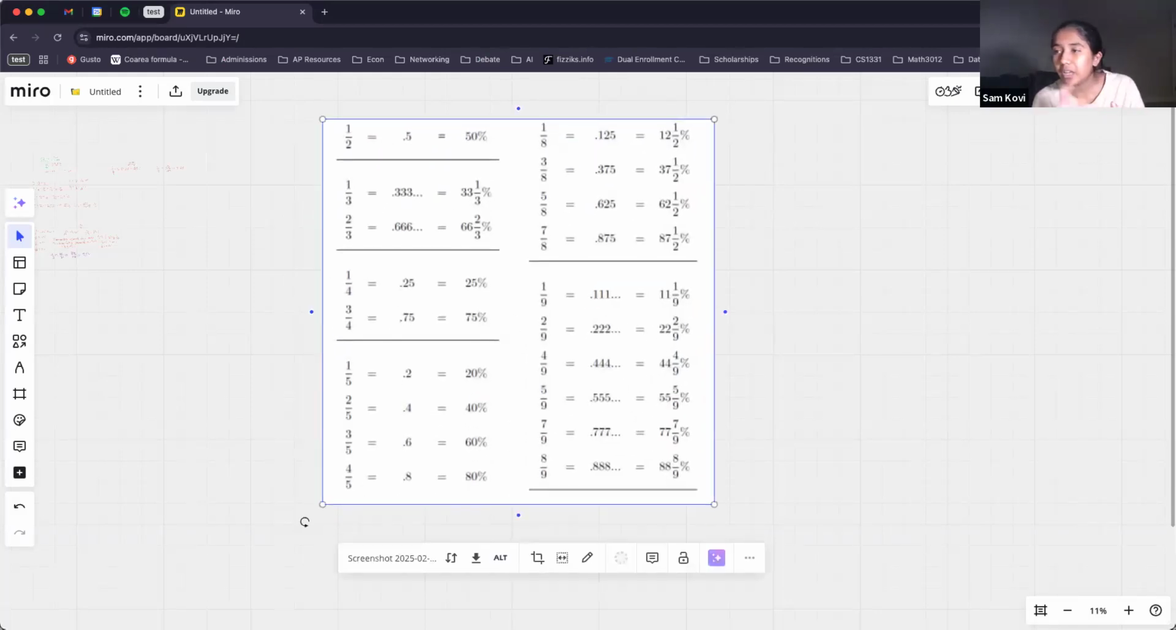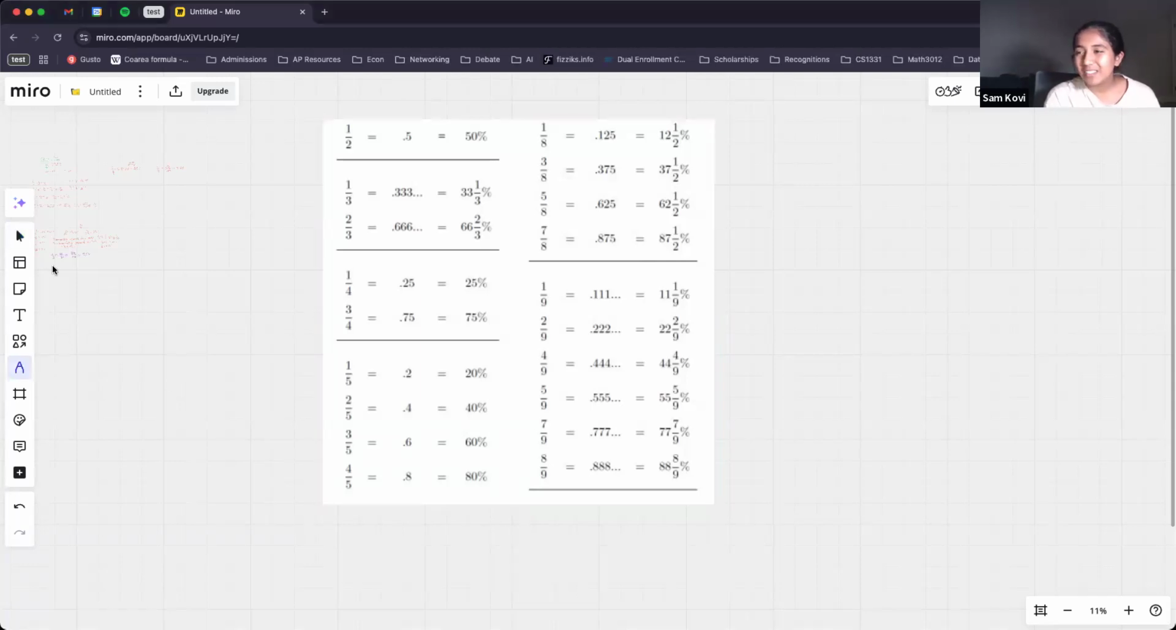Some of them are easy to remember, like 1/2, 1/4, 1/5, 1/8. But 1/3 and 1/9 don't come up as often, so I would recommend you remember those. Like we said, 1/3 is 0.333 repeating, and 1/9 is 0.111 repeating. This chart will also be in the handout for you to reference later, but I would definitely familiarize yourself with it.